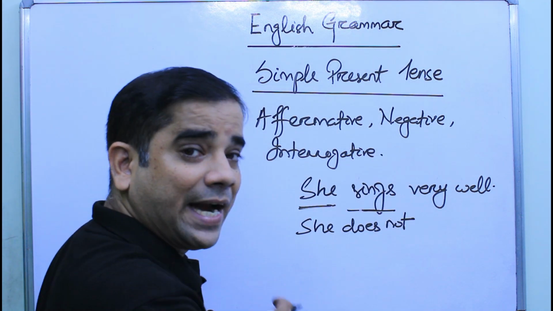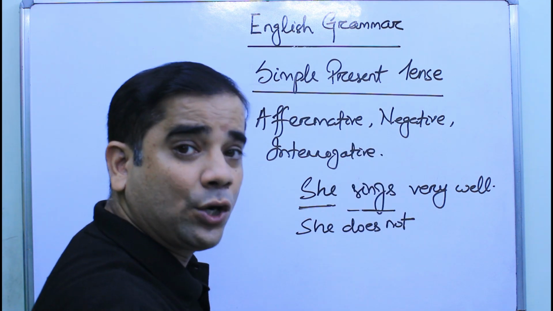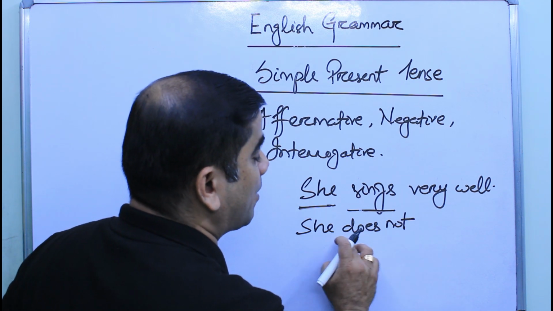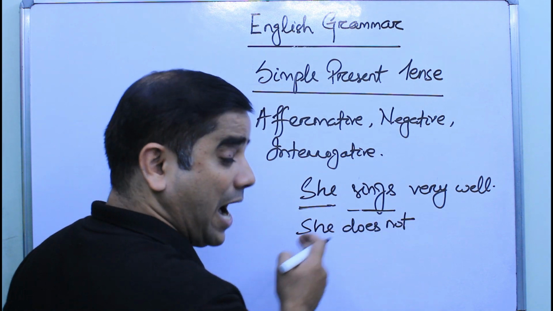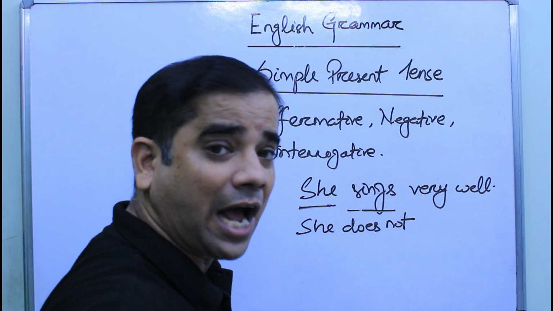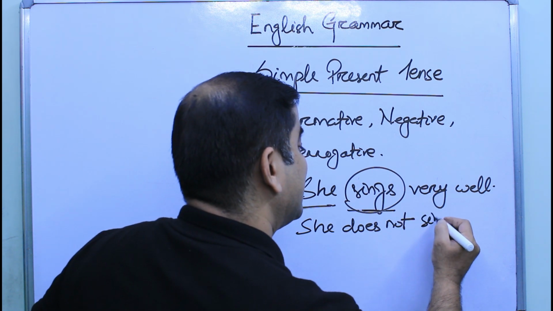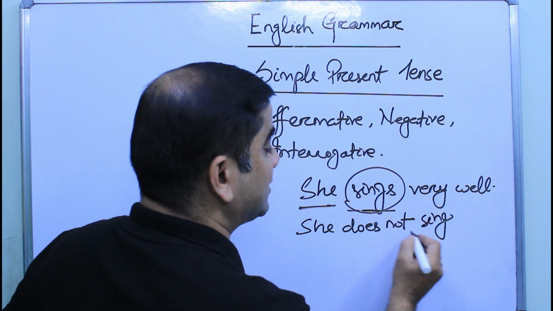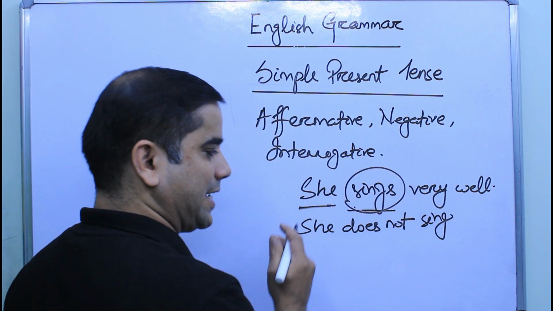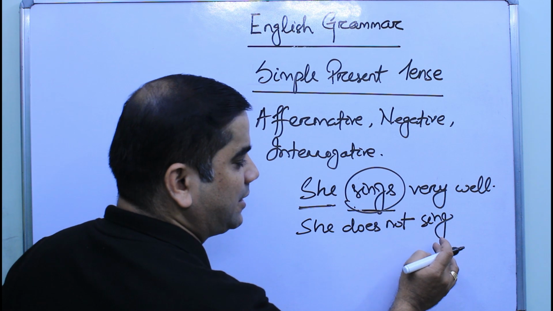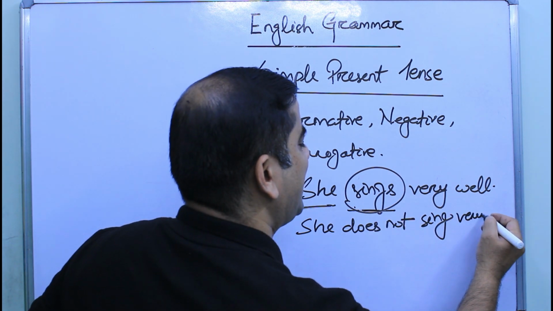So while converting it into negative form, we just need to add the negative form of the helping verb after the subject. She does not. Why is sing in the form of sings? Because the helping verb does is associated with sing to make it sings. So in case of negative form, we need to extract does out of that and write the negative form of the helping verb after the subject. She does not. As the helping verb is extracted out from sings, now it leaves sing. She does not sing very well.